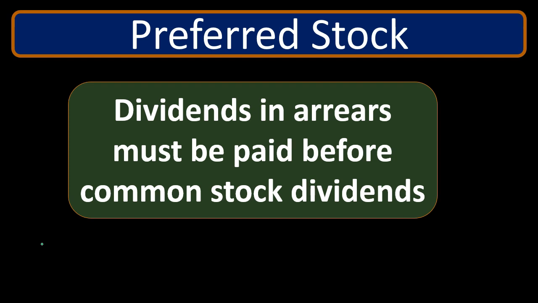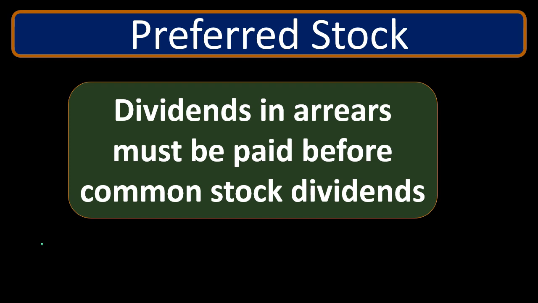So dividends in arrears must be paid before common stock dividends. This is really where the book problems often come into play. If we don't pay the preferred stock, then we typically have to accumulate the amount of preferred dividends that wasn't paid. In other words, the corporation has the ability to not declare dividends. And that's okay. If they don't declare dividends, they don't have to pay the preferred stockholders, and the common stockholders don't get anything as well.